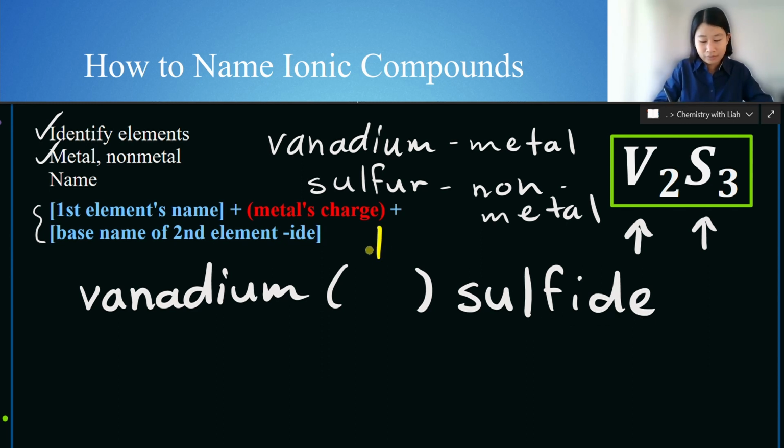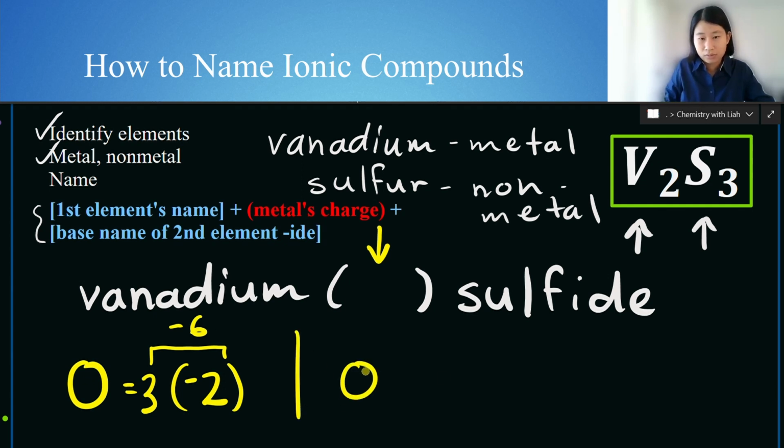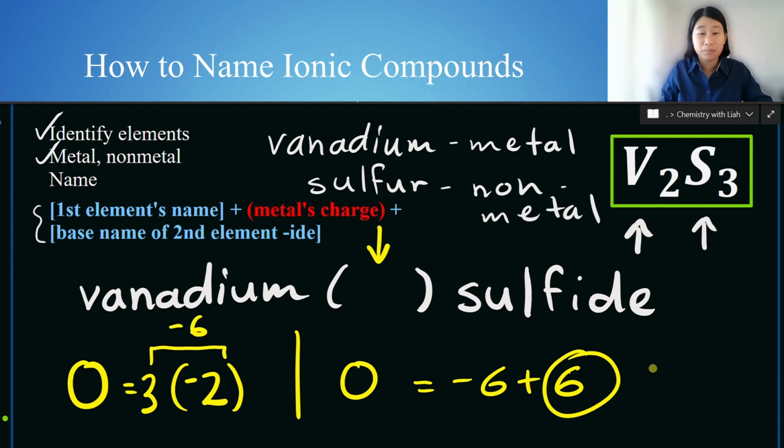Now we need to find vanadium's charge. Let's ask ourselves, what is the entire charge of this compound? Well, we see no charge up here, and so we know that the entire charge is going to be 0 in total. And we know that there are 3 sulfurs. Sulfur has a -2 charge, and there are 3 of them. So we do 3 times -2, which is -6. So basically we know that 0 in total is going to be equal to -6 plus something. So what is that number? Well, it's going to be +6. What's missing is a +6.